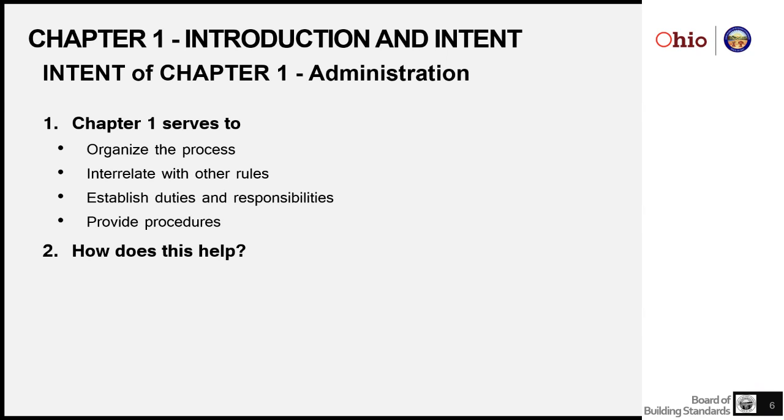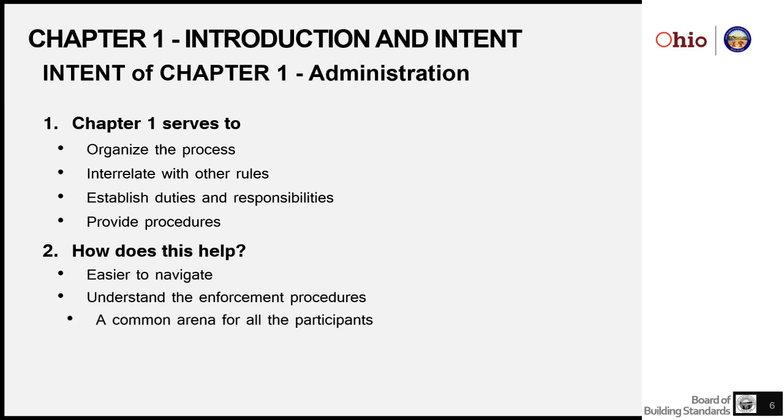If you haven't gotten that already, hopefully this kind of cements it in. How do we believe that this helps? Well, it helps to make it easier to navigate, understand the enforcement process, and provide a common platform for all participants, owners, designers, enforcement officials, to have good, clear expectations of what each party is responsible for in the design and construction and occupancy of a building.